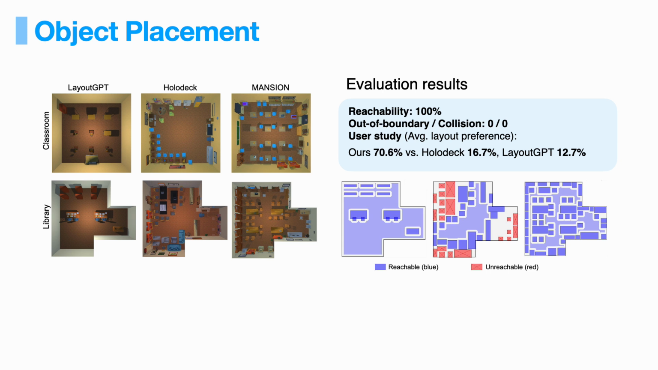After generating the floor plan, we still need to turn it into a usable 3D scene. The key is not simply placing more objects, but making objects reachable, collision-free, and task-ready. Therefore, our object placement module shifts from quantity first to quality first. First, reachability is treated as a hard constraint. We also introduce group-based placement and new structural relations to generate regular layouts. As a result, Mansion achieves 100% reachability, 0 out-of-boundary objects, and 0 collisions without sacrificing the number of placed objects. In the user study, our scenes also show clearly better realism and layout quality than previous methods.